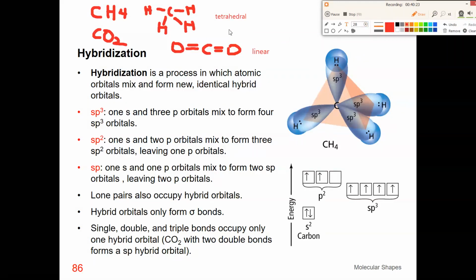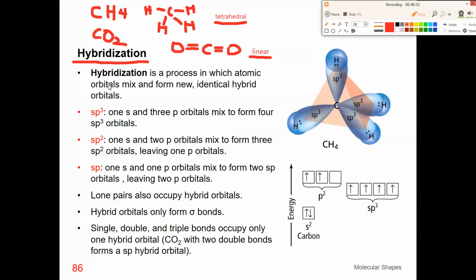So why, in both cases carbon is the central atom, why sometimes does carbon have a tetrahedral structure, and why sometimes does the carbon central atom have a linear structure? So how can we tell the difference? We can use the hybridization theory to explain this. So what's hybridization?